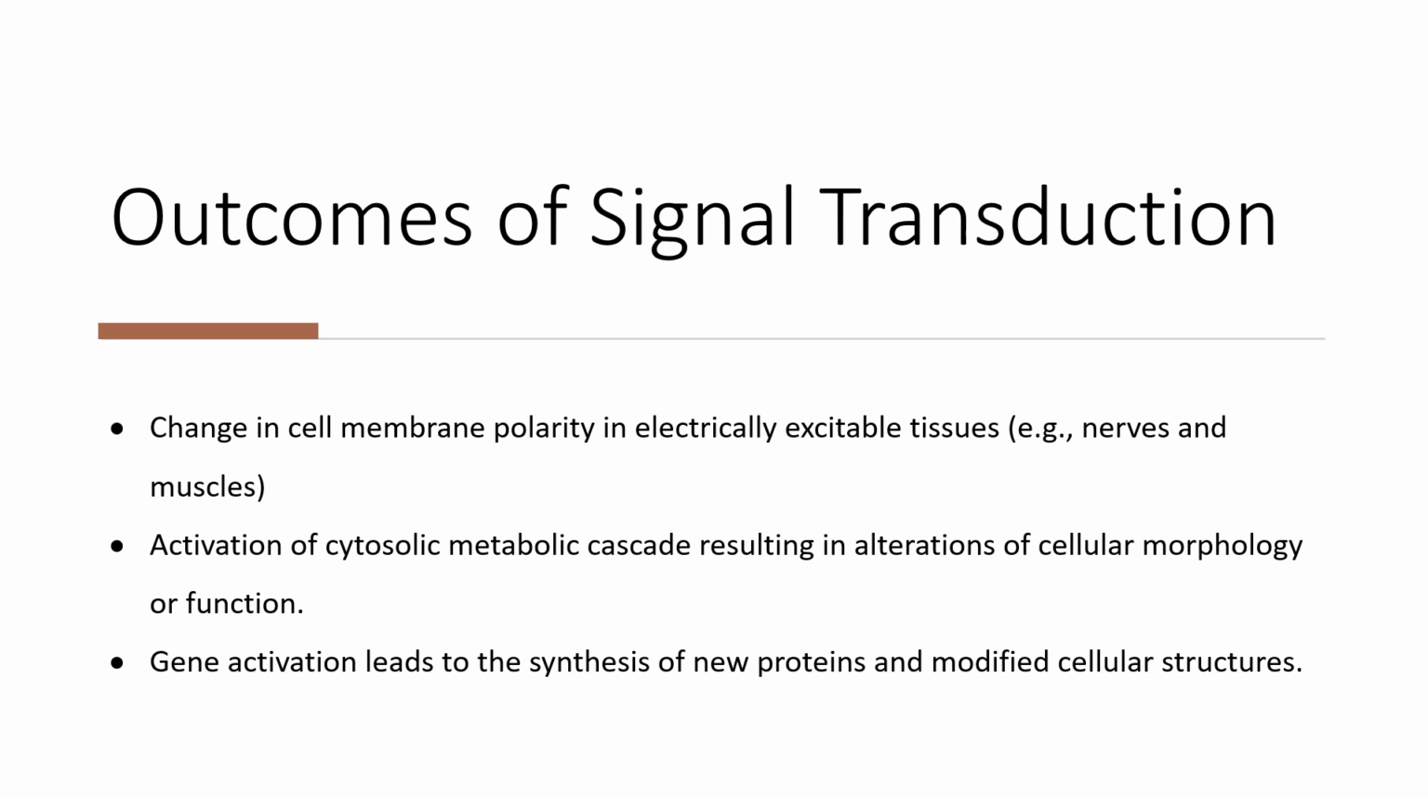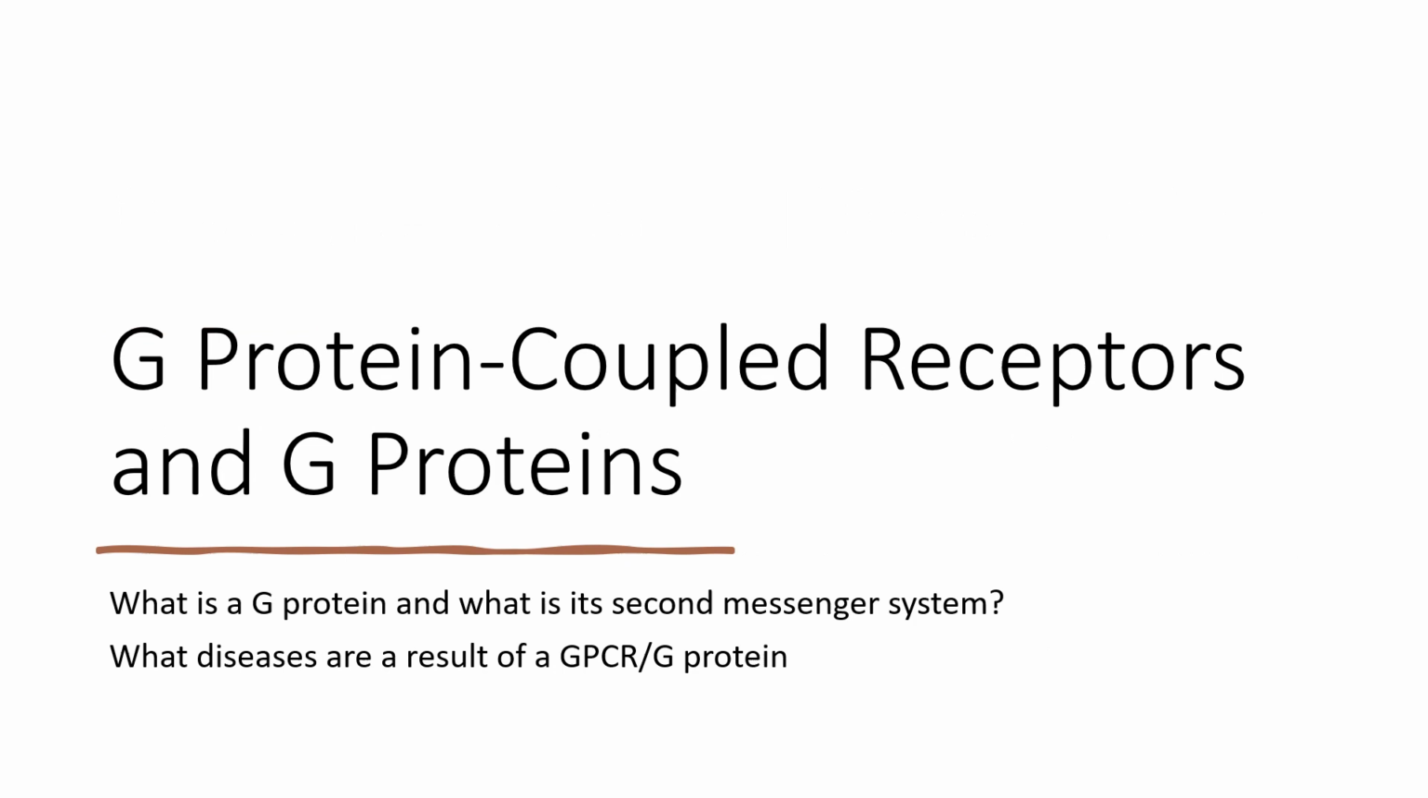Now that the basis of signal transduction is covered, understanding how G protein coupled receptors function will be easier to uncover. What is a G protein and what is its second messenger system? And what diseases are a result of a GPCR or G protein mutation?